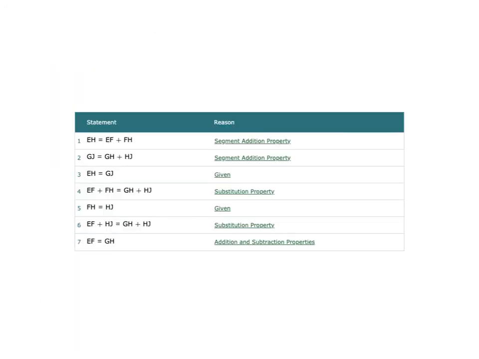This is what it would look like on ALEKS, just so you guys can see. Instead of writing segment addition postulate, they're going to write property. And then, instead of writing subtraction property of equality, they wrote addition and subtraction properties. Same thing, though.